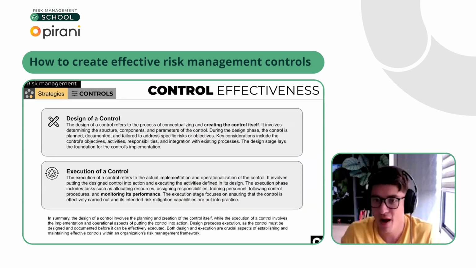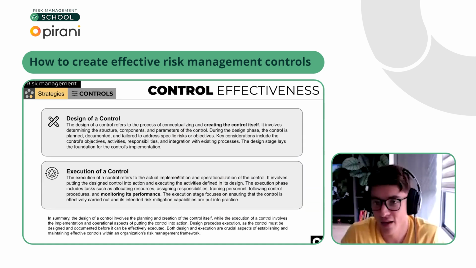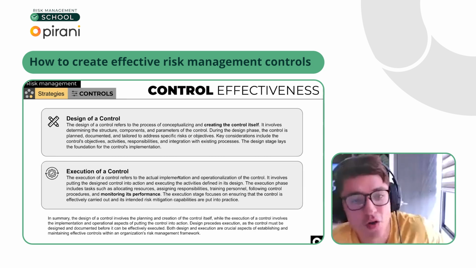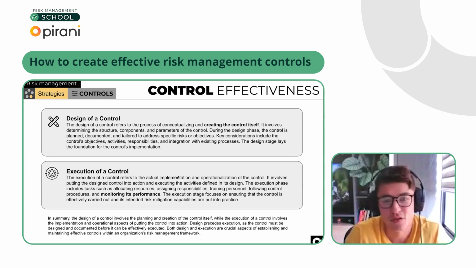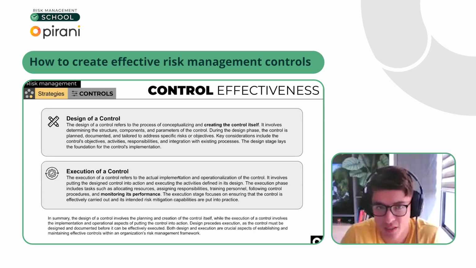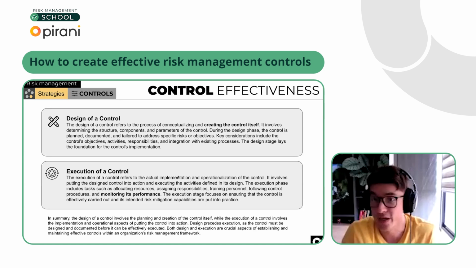Maybe you're starting in risk management and you want to create the controls for your company. So you create a specific control, and you are in the planning or design stage. The design of the control refers to the process of conceptualizing and creating the control itself. It involves determining the structure, components, and parameters of the control. During the design phase, the control is planned, documented, and tailored to address a specific risk or objective. Key considerations include the control's objectives, activity, responsibilities, and integration with the existing processes. But again, in this phase, you are only planning, and in real life, maybe that control didn't work, or you understand more data or more specific things about the control, the risks, or the process itself.